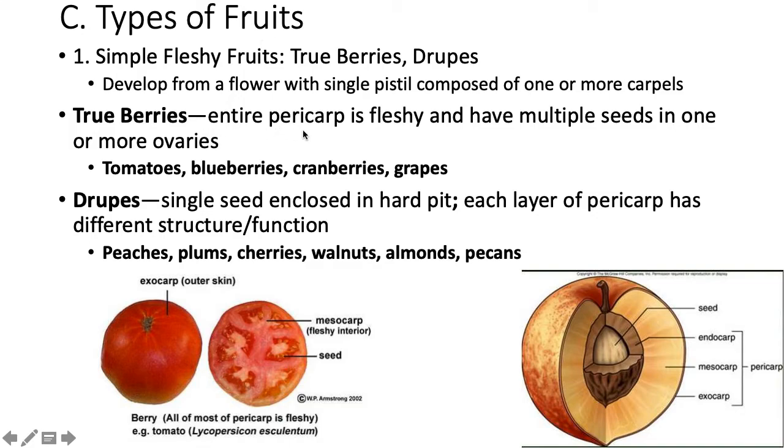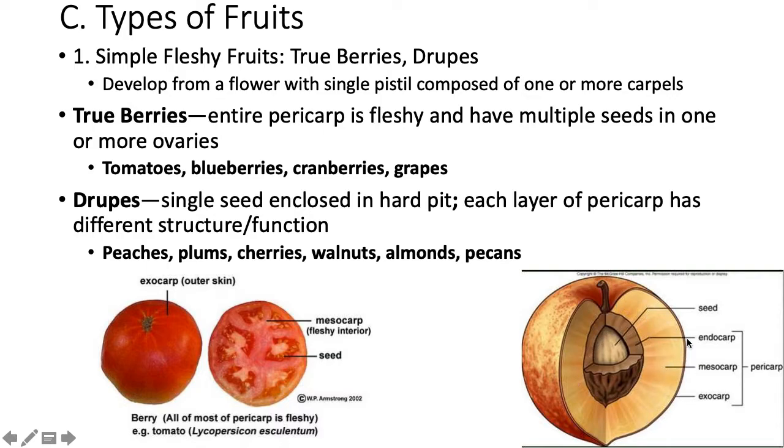So with true berries, the entire pericarp, which includes the exocarp, the mesocarp, and the endocarp, is fleshy. Inside, you're going to have multiple seeds in more than one ovary. You can think of each one of these little pockets as an ovary, and you can see there are multiple seeds within them. Tomatoes, blueberries, cranberries, and grapes are included as true berries. Drupes have a hard pit in the middle. So one single seed, and each layer of the pericarp has a different structure or function. Like the endocarp is actually going to be the hard covering, the pit, if you will.